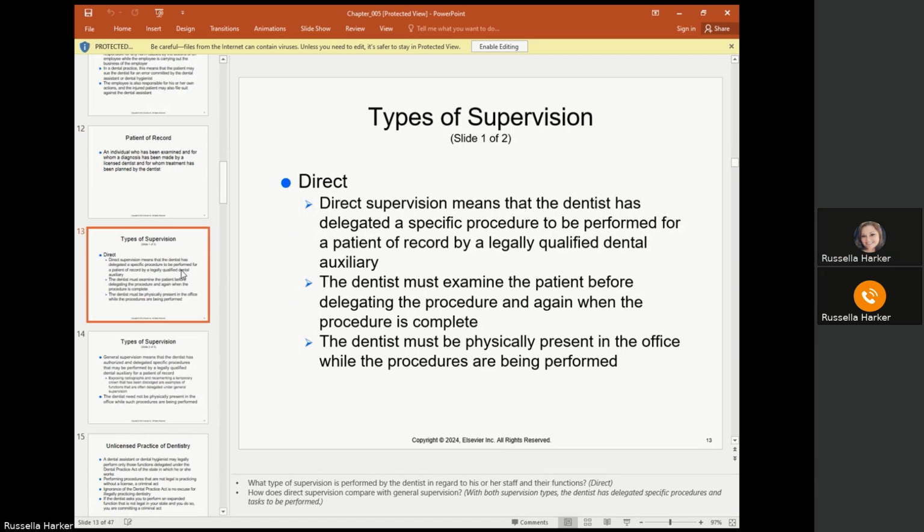When we talk about the different types of supervision, the first one they bring up is direct supervision, and that means the dentist has delegated a specific procedure to be performed for a patient of record on a legally qualified dental auxiliary. So with direct supervision, the dentist must examine the patient before delegating the procedure and again when the procedure is complete. The dentist must be physically present in the office and or the operatory at the time the procedure is performed. So that is direct. So think direct supervision. They're directly in contact with the dental assistant and the patient that day.